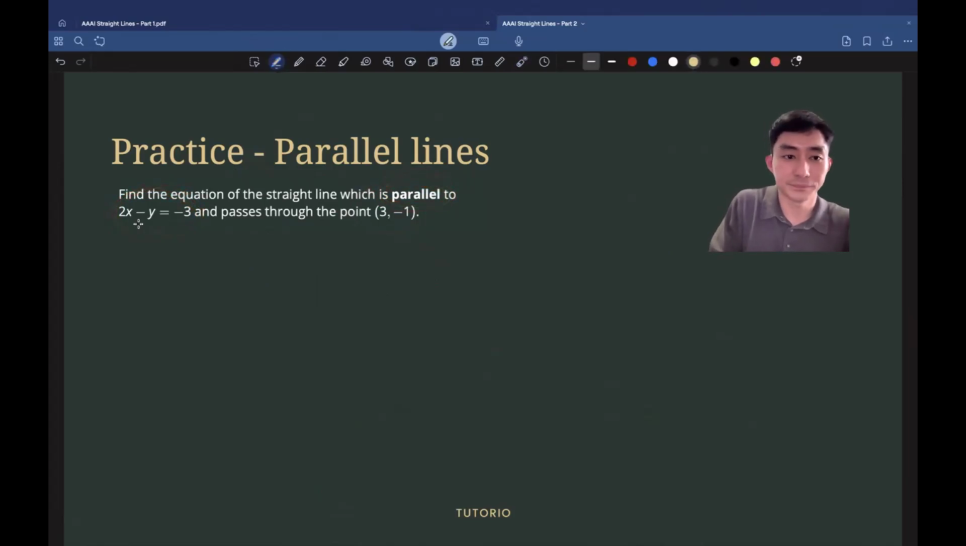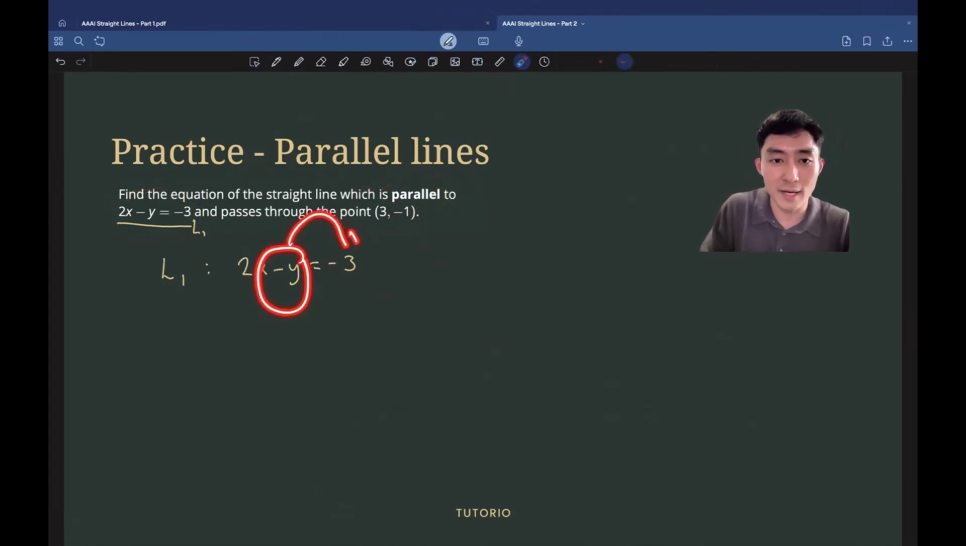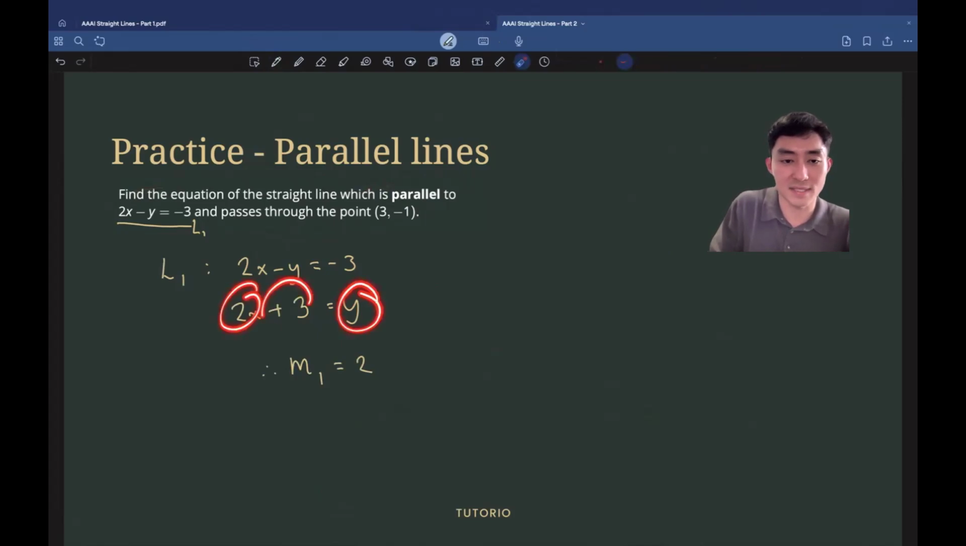Now let's call this line 1. Okay, so we tidy up line 1: 2x minus y equals minus 3. Because I want to isolate the y, I can just move the minus y to the right, becoming plus y, and then move the minus 3 to the left, becoming plus 3. So I'm going to have y equals 2x plus 3. All right, so we know that the gradient of line 1 is 2, because y equals mx plus c.